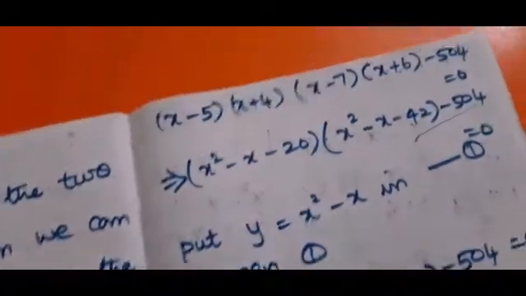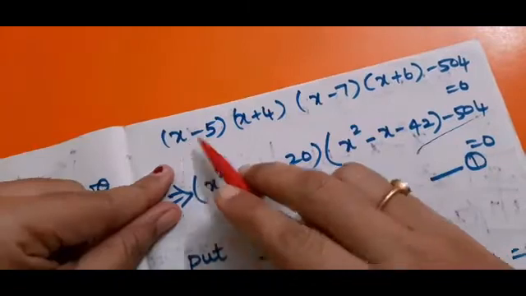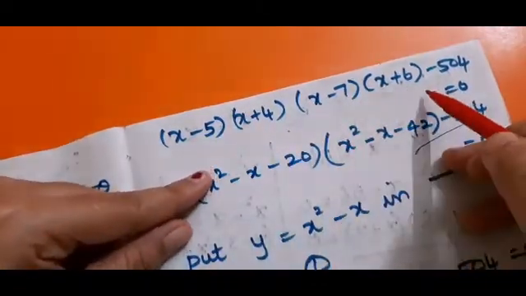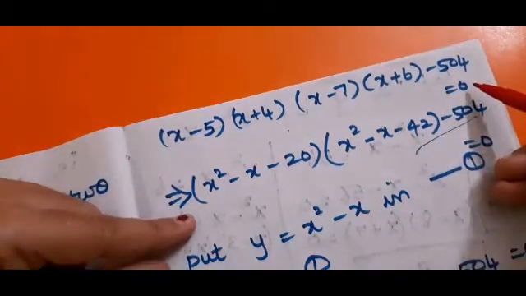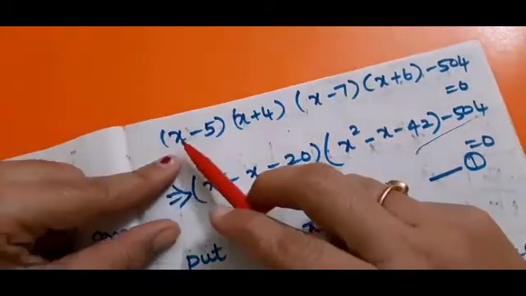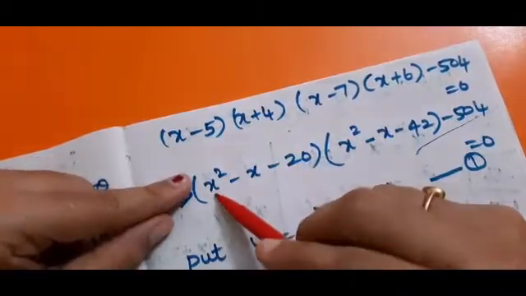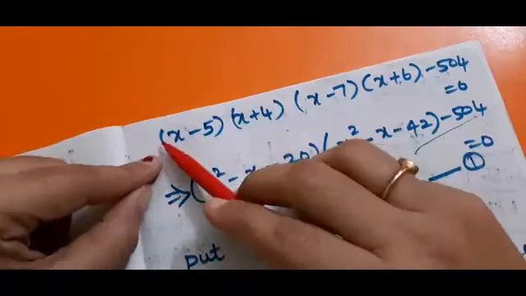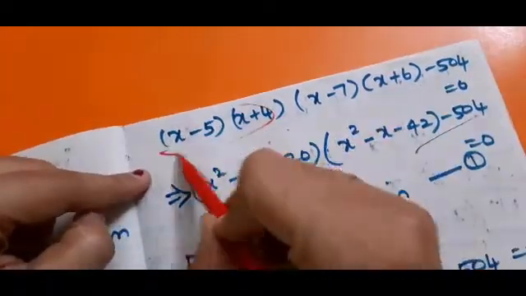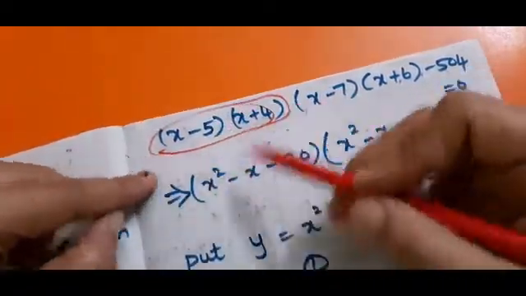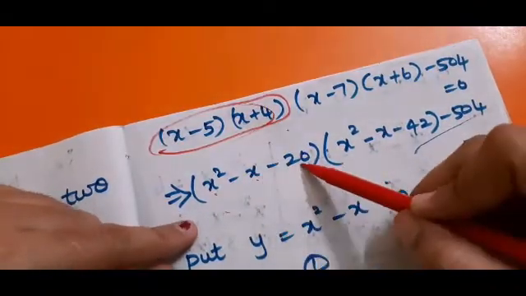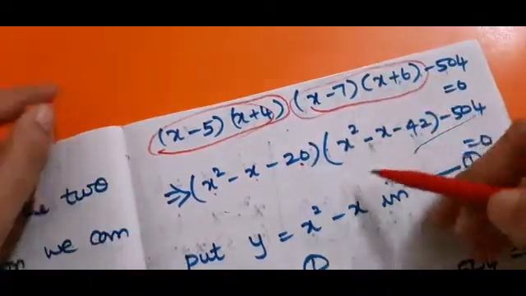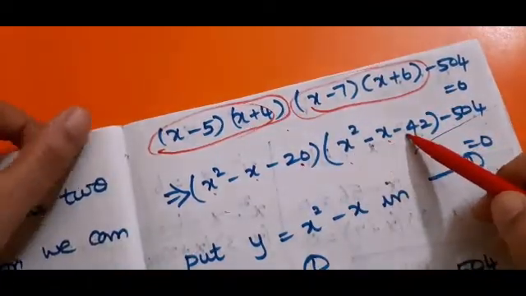So we have (x − 5)(x + 4)(x − 7)(x + 6) − 504 = 0. Now if you multiply (x − 5) with (x + 4), you will get x² − x − 20. Here if you multiply these two, (x − 7) and (x + 6), you will get x² − x − 42.